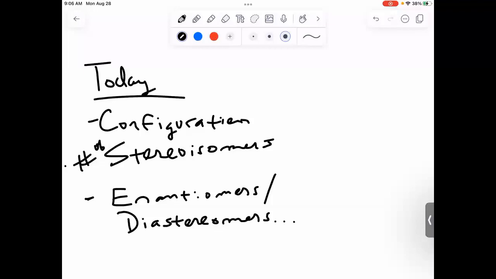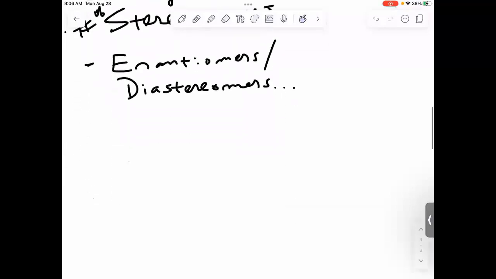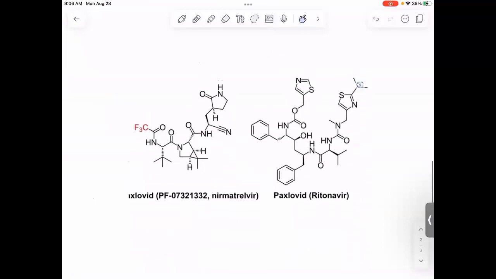We're going to talk about the number of stereoisomers, which we talked a little bit about on Friday. And then we're going to talk about enantiomers and diastereomers. So hopefully you got the packet that I sent. Not really a package, just a document with the structures on it, so that you can follow along a little better today.